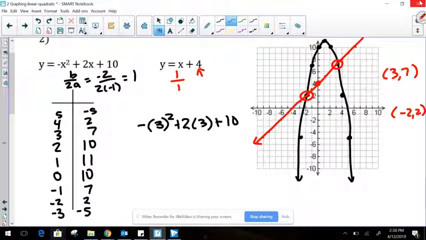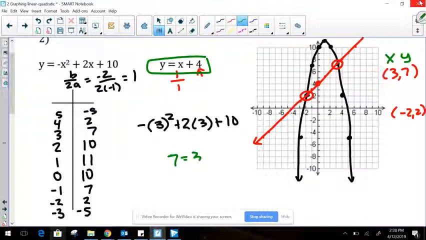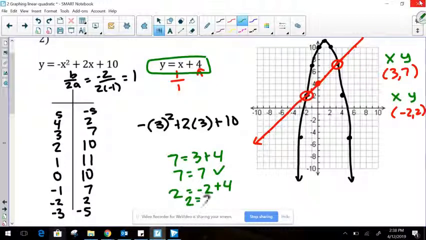All right. We're going to quick plug into our linear equation. So my first pair of values, 7 is my y. So 7 equals 7. Perfect. The second pair, I have 2 is my y value, -2 is my x value. Oh, good. 2 equals 2. The left side also equals the right side.